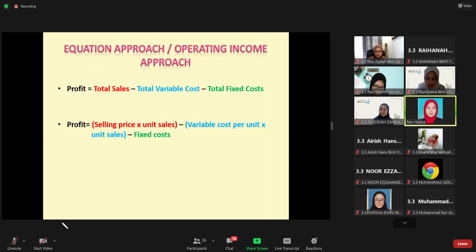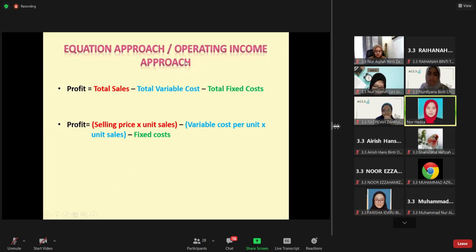Just now, you have seen that there are 3 approaches. So what is the first one, which is the equation approach? This is the equation. This is a very basic equation. You have to memorize this until you know it by heart. Whatever happens, this is the equation. Not just for the equation, even when you prepare an income statement, this is the basic principle to get the profit: total sales minus total variable cost minus total fixed cost.